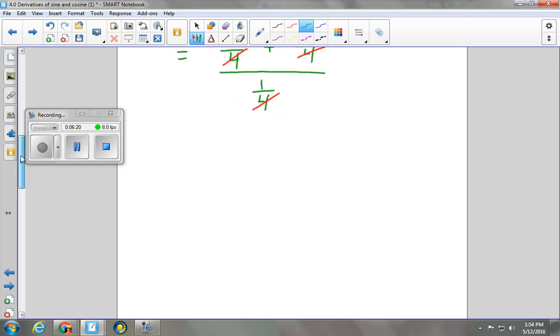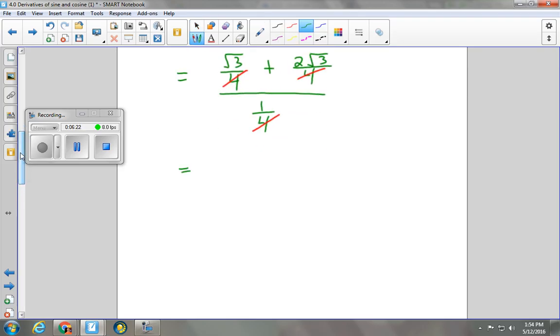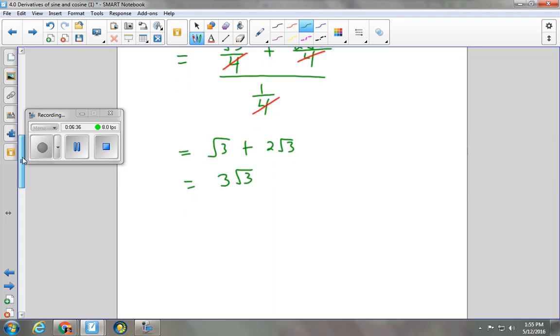Root 3 plus 2 root 3. So this is equal to 3 root 3. So that's our slope. Now we know that's a slope, and it wants the tangent line.